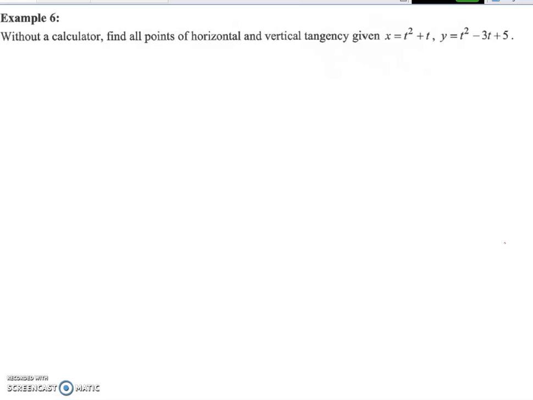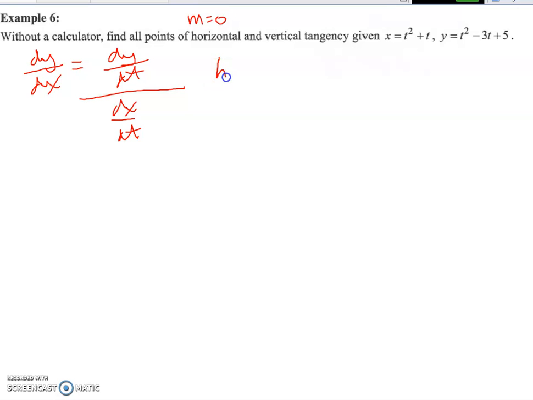Now, what we're ultimately looking at is the tangents of dy dx. And remember, dy dx came from dy dt divided by dx dt. Horizontal tangent lines means that my slope is equal to 0. So to make that slope equal 0, for the horizontal, we want the numerator to equal 0. So we're going to say dy dt is equal to 0.